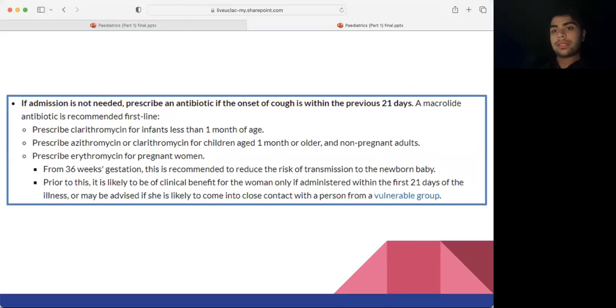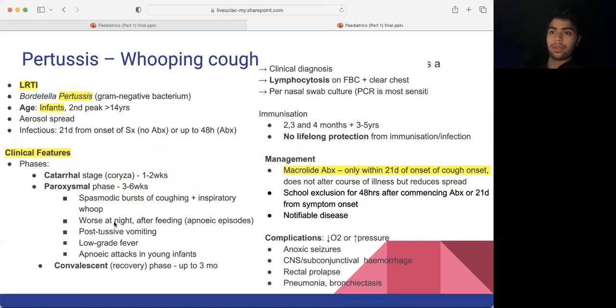So the diagnosis in this case is whooping cough, which we have another slide on. And generally for whooping cough, the guidelines state that we prescribe an antibiotic if the onset of the cough specifically was within the previous 21 days, so within 3 weeks. And we choose a macrolide antibiotic, and that's usually azithromycin or clarithromycin, or in pregnant women, we can give erythromycin, which reduces the risk of it transmitting to the newborn child.